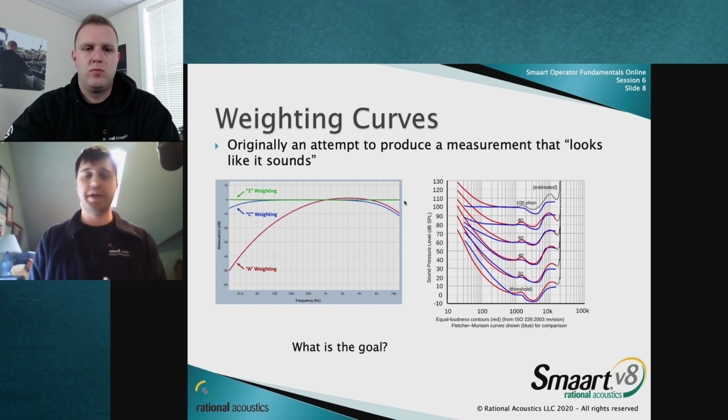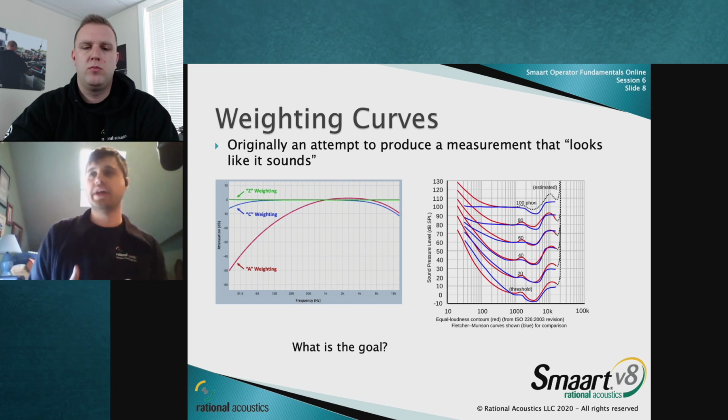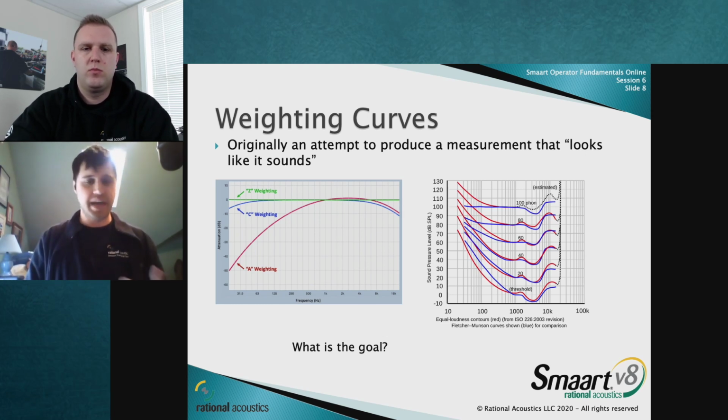The original basis for these weighting curves was, okay, let's try to produce a measurement that looks a little more like what it sounds like to us. So if we're measuring at low SPLs, let's roll off a lot of the low end in that measurement. You can see the A weighting curve there in red. That's designed to mimic the human hearing response at low levels, where we're not very sensitive to the low frequencies. And when we want to measure at higher levels, let's use the C weighting curve, which includes more of the low frequency in the measurement.